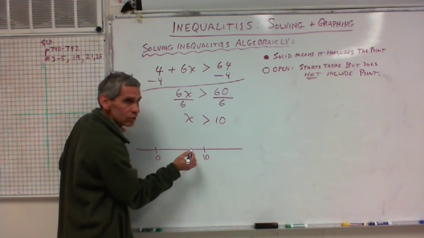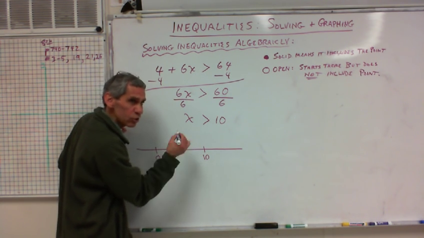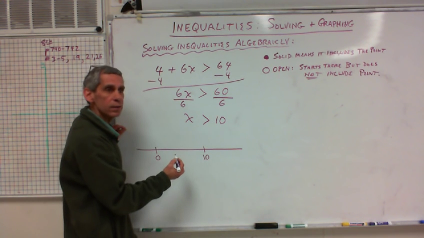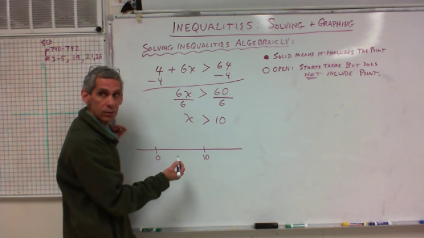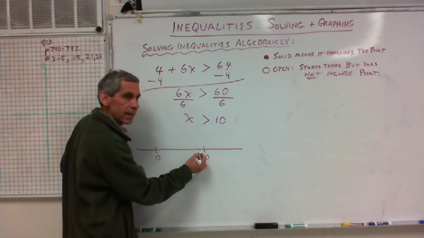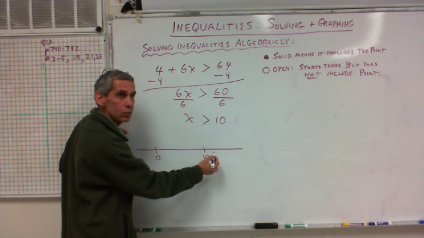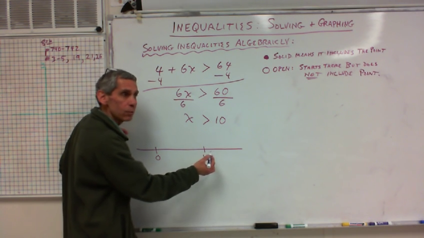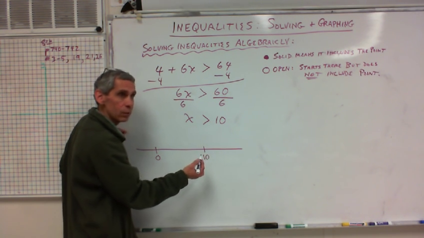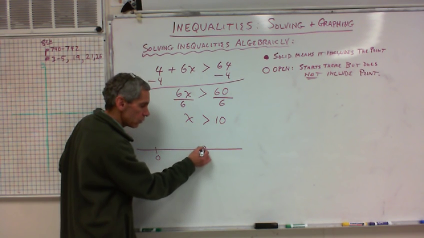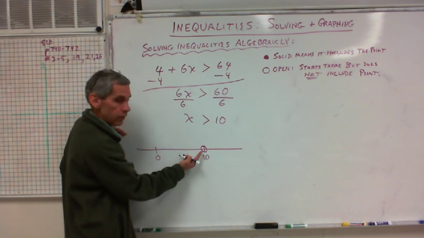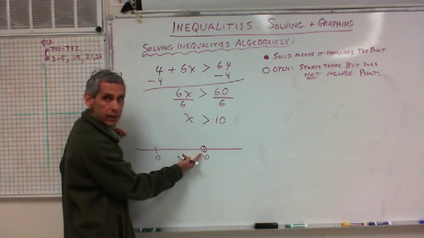Like 10.00000000000000001 is a solution. So I can't just jump to 11, because there's an infinite number of points between 10 and 11 that would be included. So you put an open circle at 10.